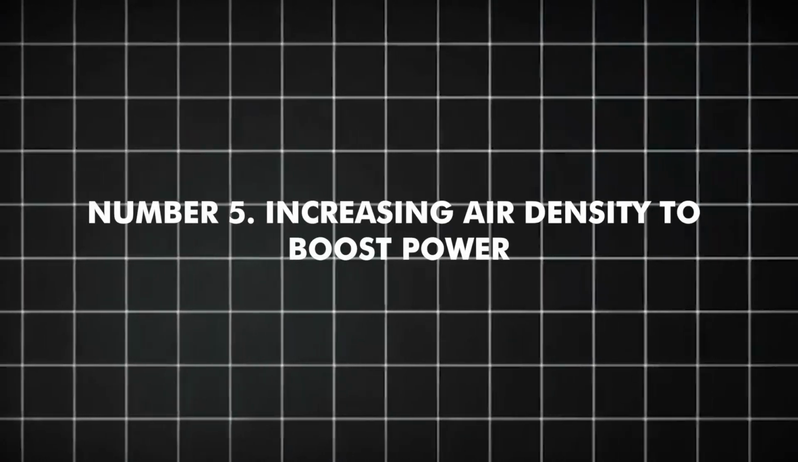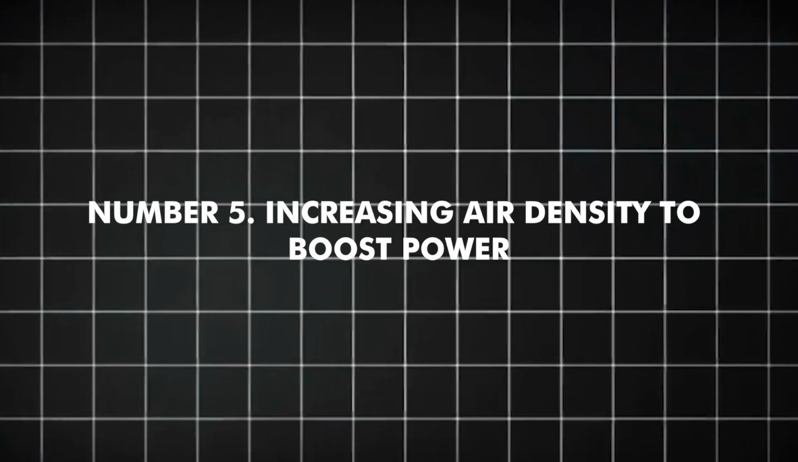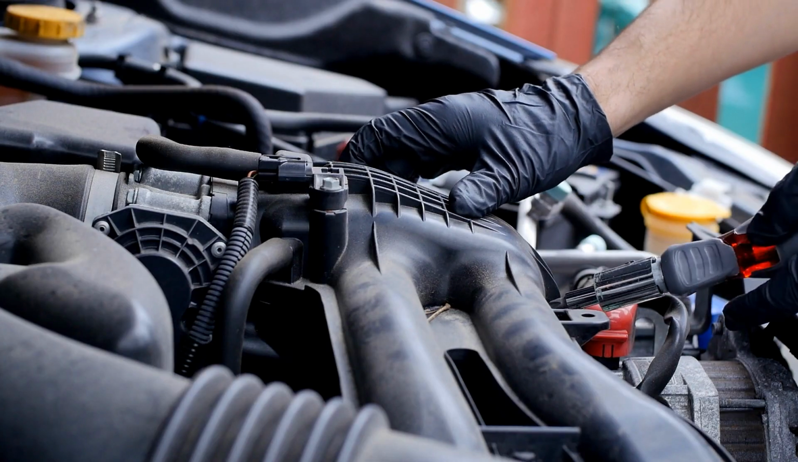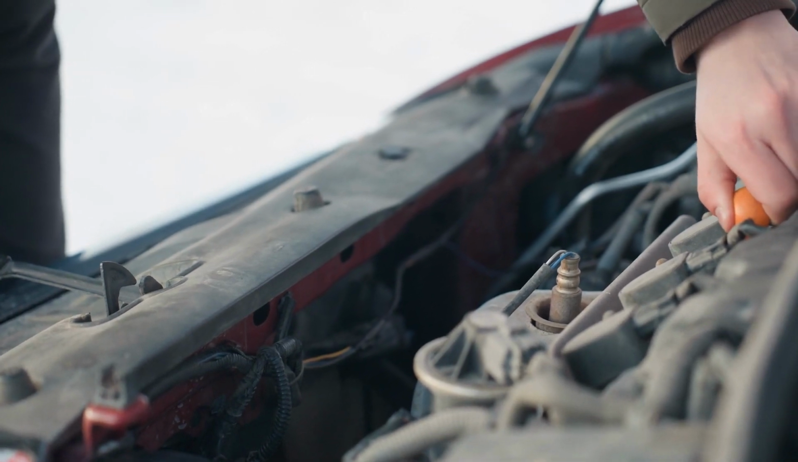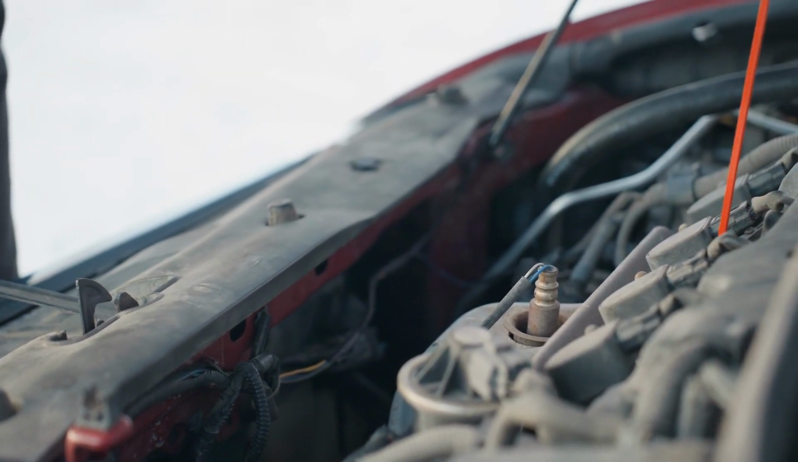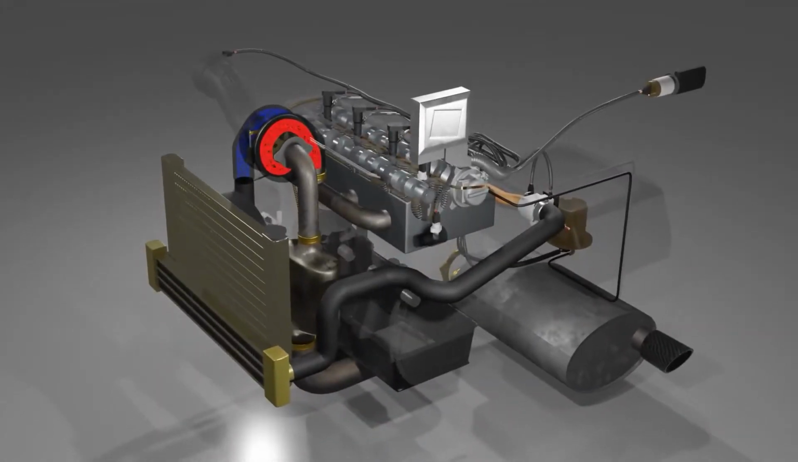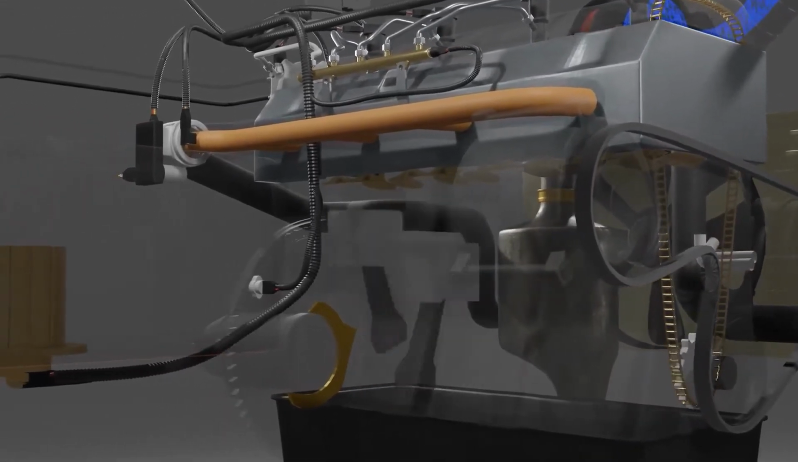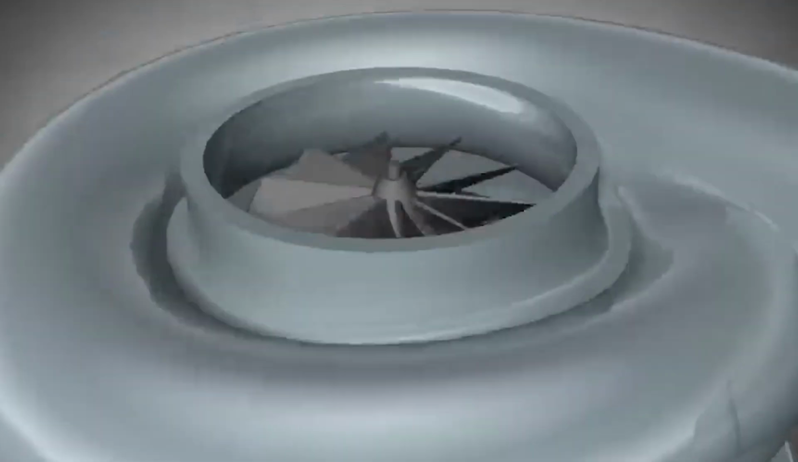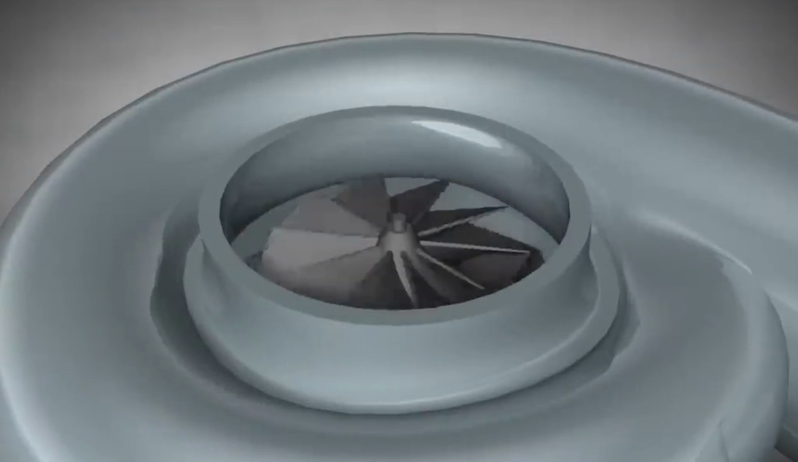Number 5. Increasing air density to boost power. The reason a turbocharger enhances engine power is that compressed intake air contains more oxygen molecules per given volume than atmospheric air. This higher oxygen content means the engine can inject more fuel while maintaining the optimal air-fuel ratio for combustion stability. The dense compressed air entering the cylinders results in more intense combustion, higher peak cylinder pressures, and increased torque output.